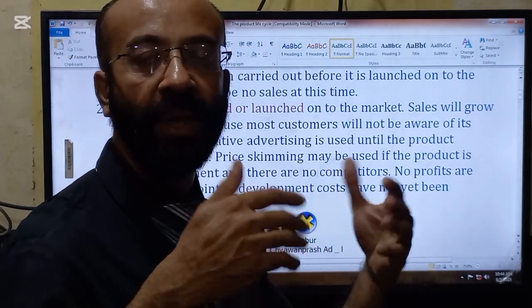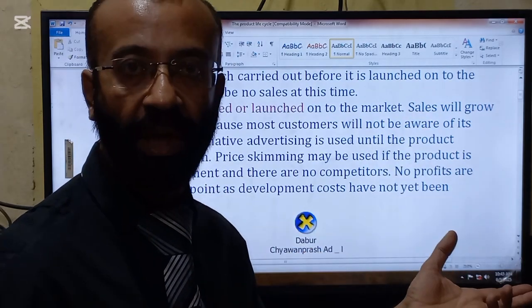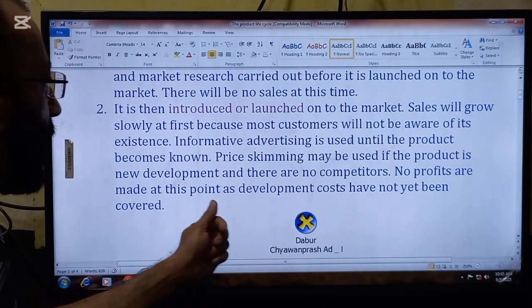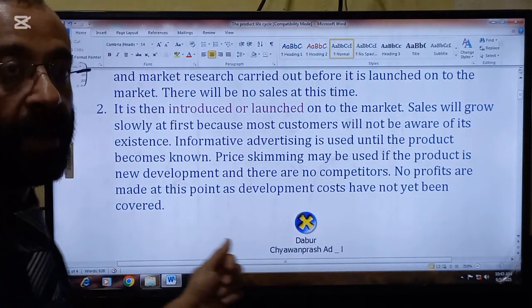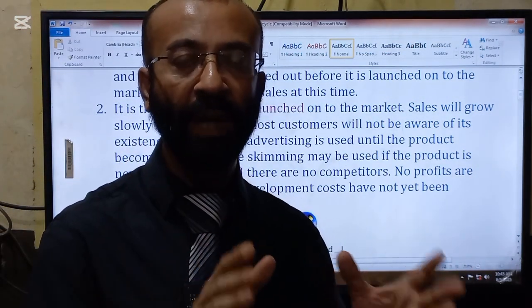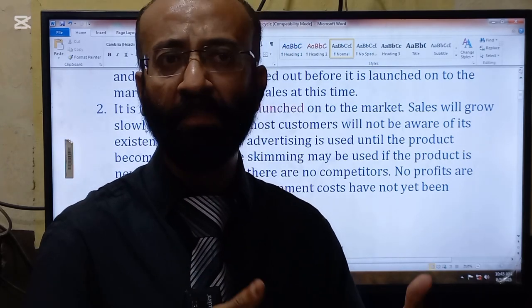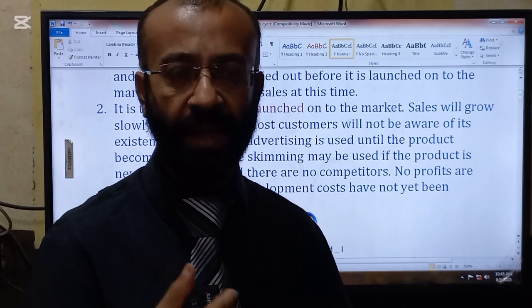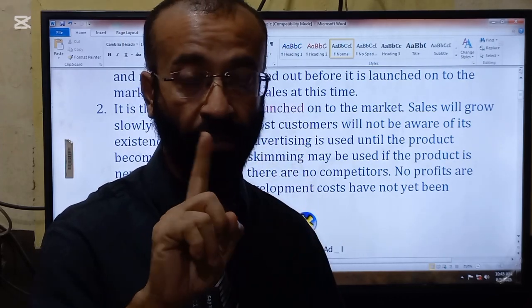So if you are charging a high price, they will pay you because there is no alternative for them. No profits are made at this stage as development costs have not yet been covered. Because you have invested a lot in the development of the product, millions of rupees for example, first you are getting the money that is covering the development cost, not profit.